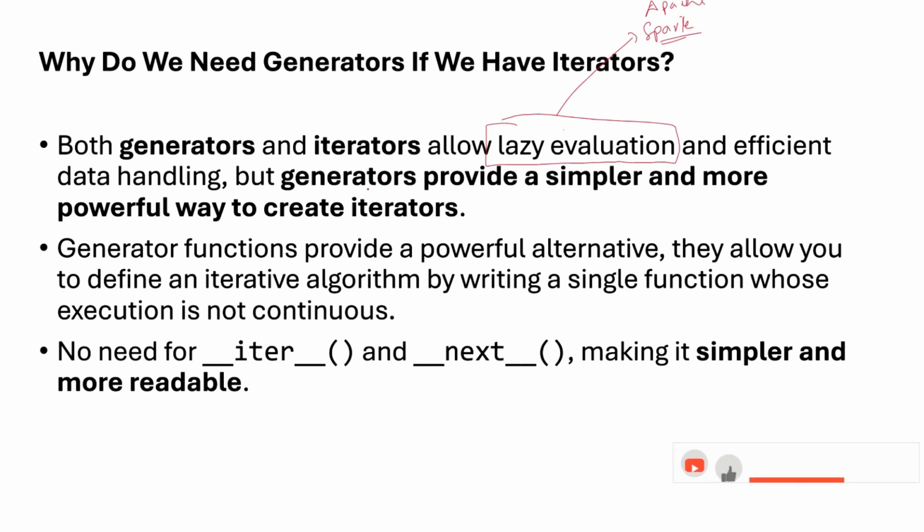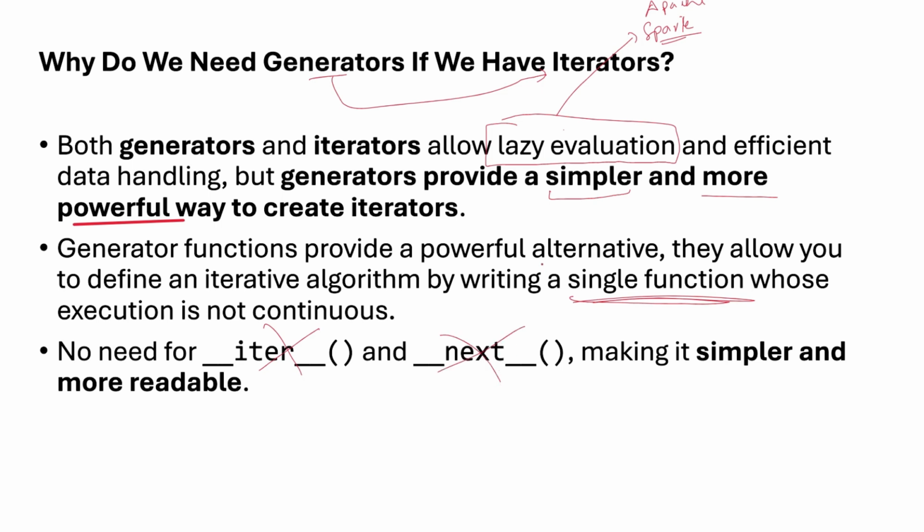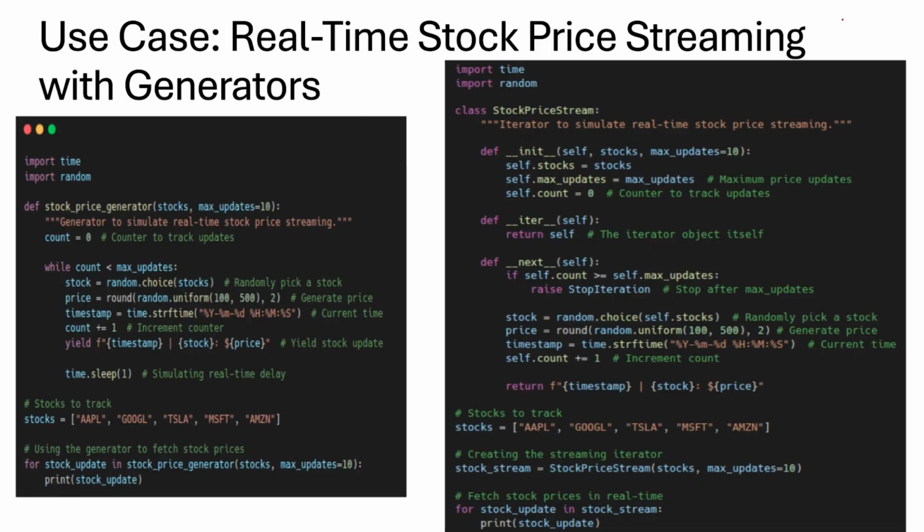Another thing is generator provides us a simpler and more powerful way to create iterators. These are very simple to generate compared to iterator, and the output of generator is an iterator. You should remember this. So generator functions provide a powerful alternative. They allow you to define an iterative algorithm by writing a single function. You don't need to use both, but you should know how to create iterator and generator both. The interviewer is going to ask you the difference, why we are using this, why not, and maybe he will say to try to write some example. So we already have a good example that I have shown you here. This is a very good example that you can show.